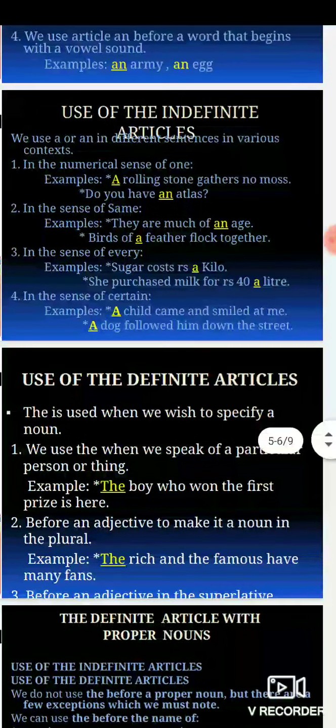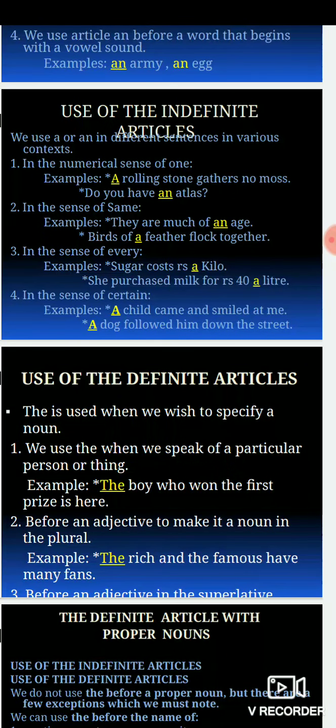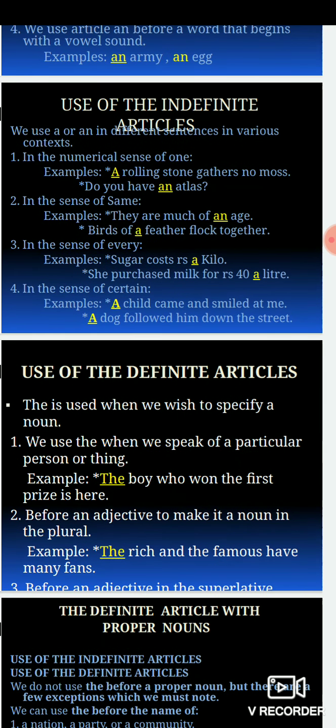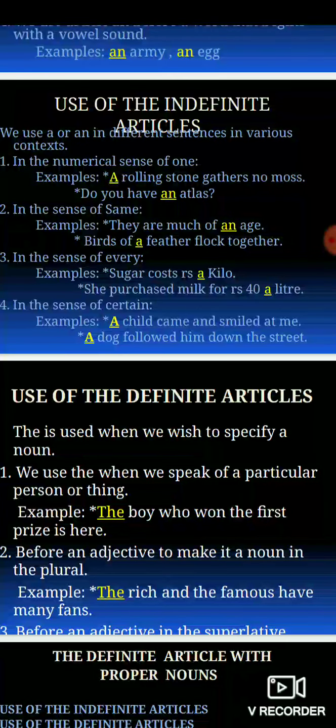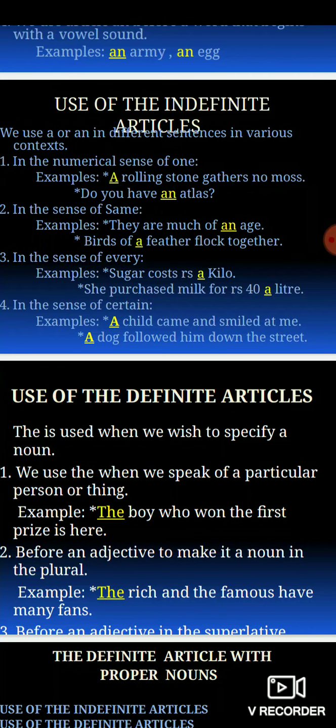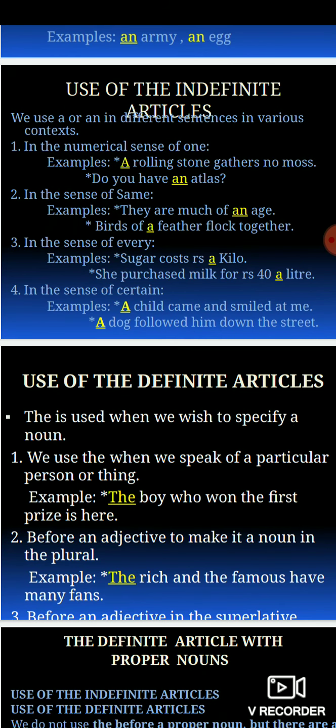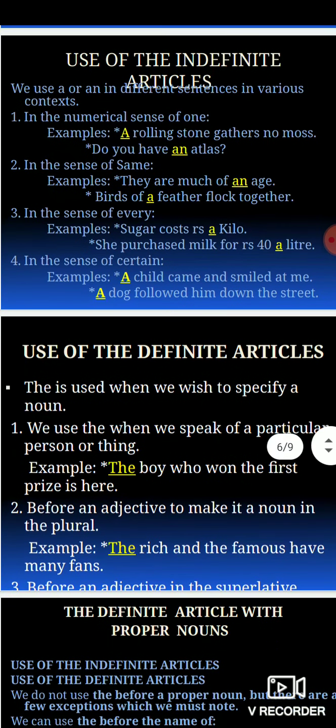Next, in the sense of same. If the sentence carries a word meaning same, it will be considered with an indefinite article. For example, they are much of an age, means they are of the same age. Birds of a feather flock together, means birds of the same feather flock together. Flock means gather together. In the sense of every: sugar costs 40 rupees a kilo. A kilo means every, per kilo.